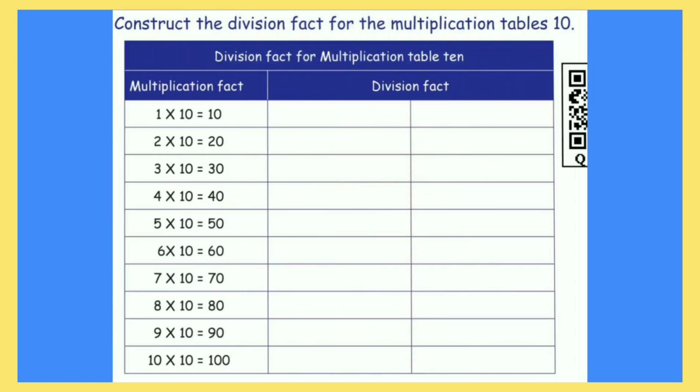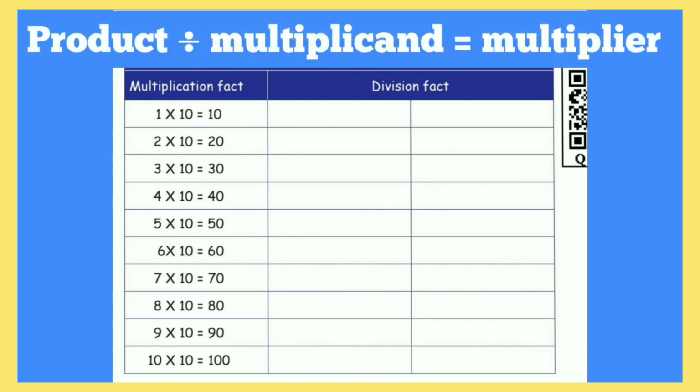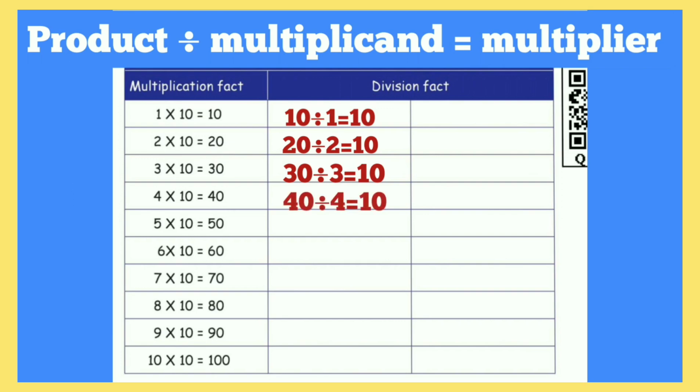Children, let's complete the division fact for the 10th table. First, we are going to use the method product divided by multiplicand equal to multiplier. So, the division facts are 10 divided by 1 equal to 10. 20 divided by 2 equal to 10. 30 divided by 3 equal to 10. 40 divided by 4 equal to 10.